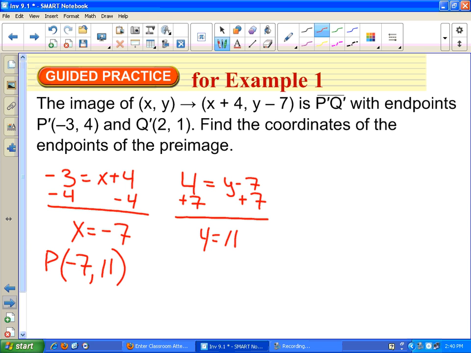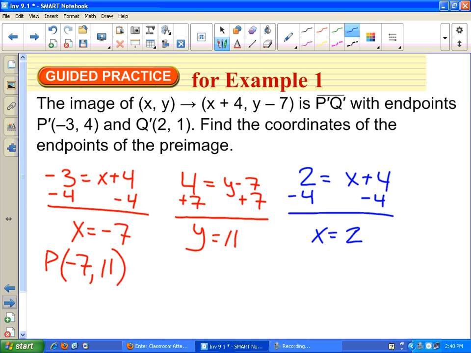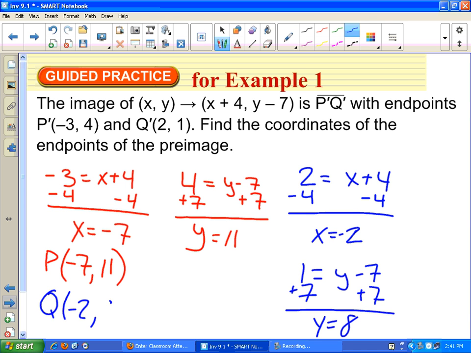And if I do the same thing with Q, 2 equals x plus 4, subtract the 4, x equals negative 2. And do the same thing with the y. 1 equals y minus 7. y equals 8. So then Q is at negative 2, 8.